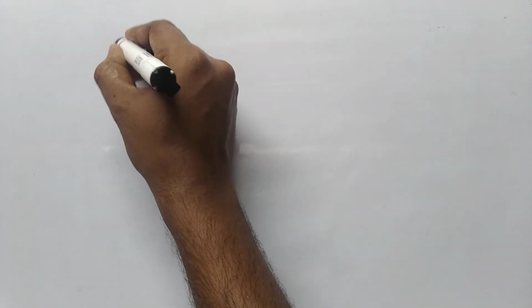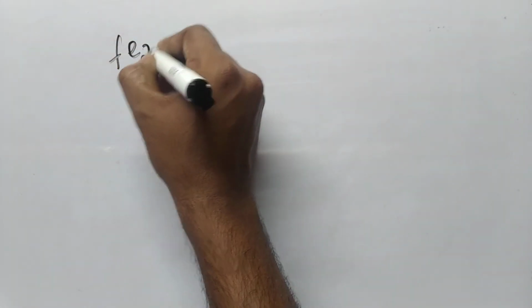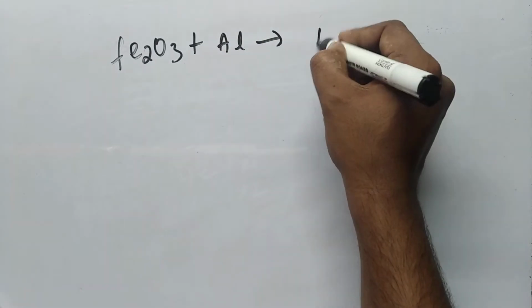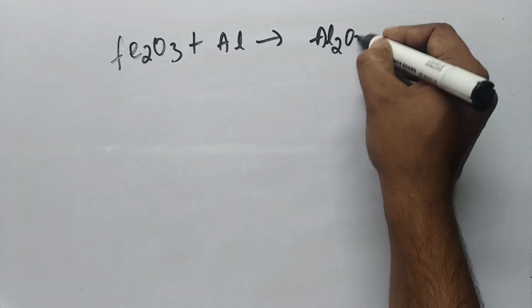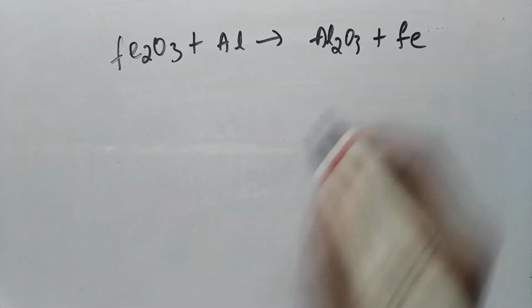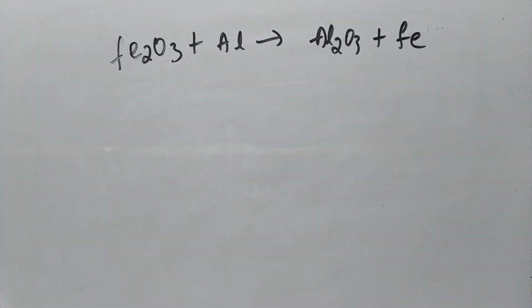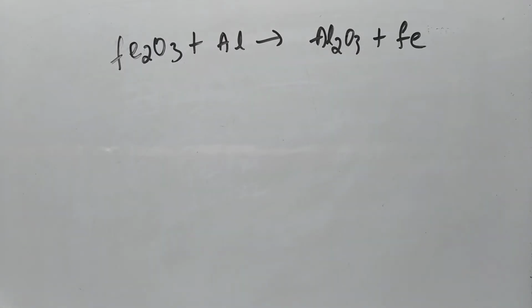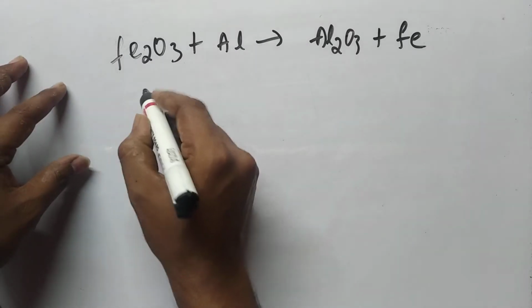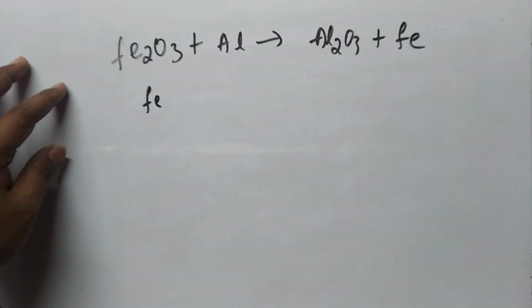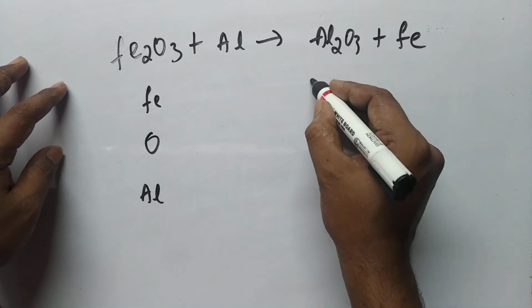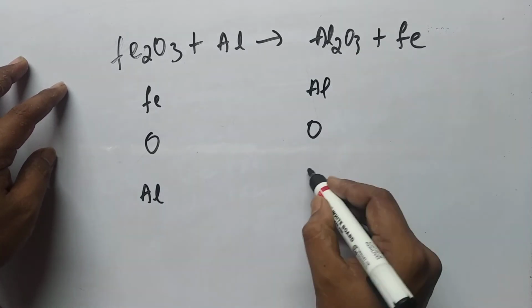When ferric oxide reacts with aluminium, we get aluminium oxide plus iron. This is a displacement reaction you learned in the 9th class. Iron is less reactive than aluminium, so aluminium will react with oxygen. On the reactant side we have iron, oxygen and aluminium; on the right side also aluminium, oxygen and iron.